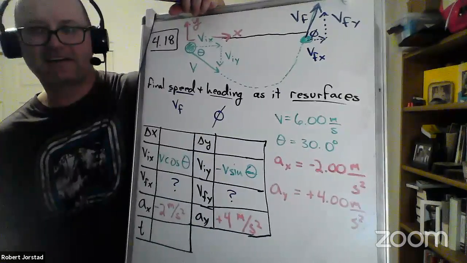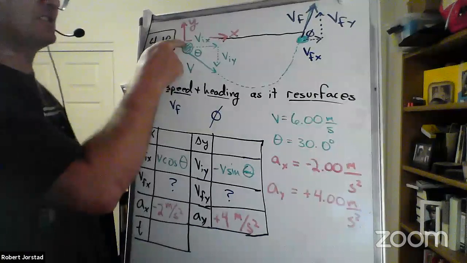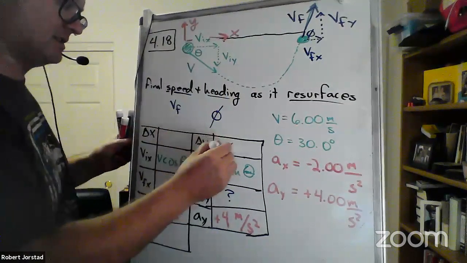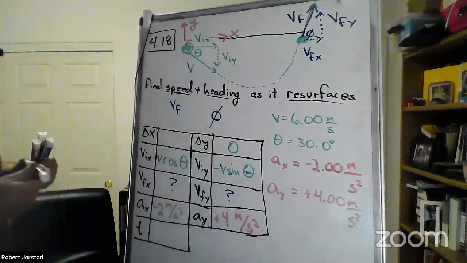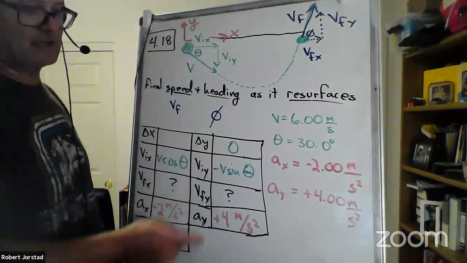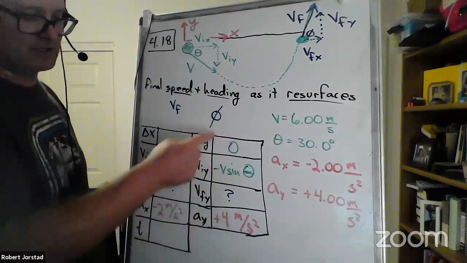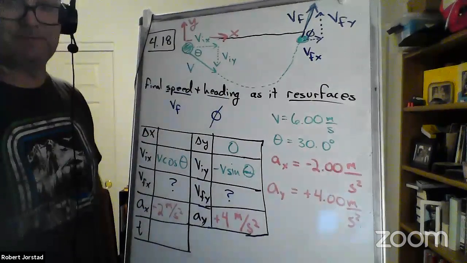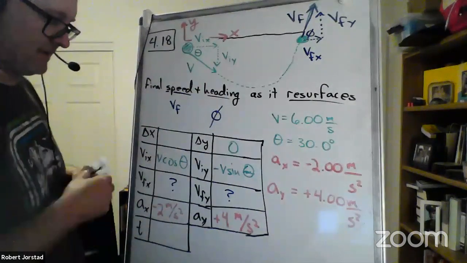But clearly we must know at least one more thing here. What is it? Is delta y 0? Delta y is 0. You start and end at the same height. Sweet. So that is going to get us something. I think at this point, you could probably use this equation to figure out the time. And once you know the time, all the rest can be figured out.